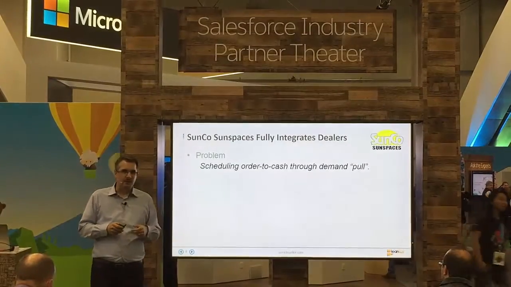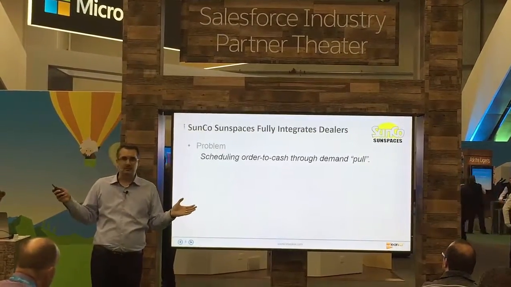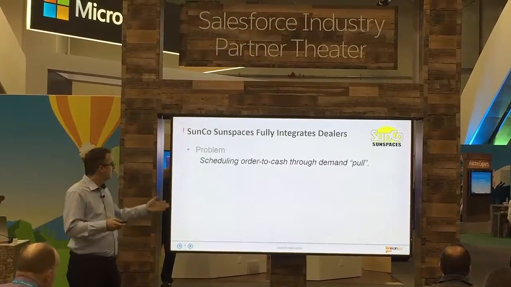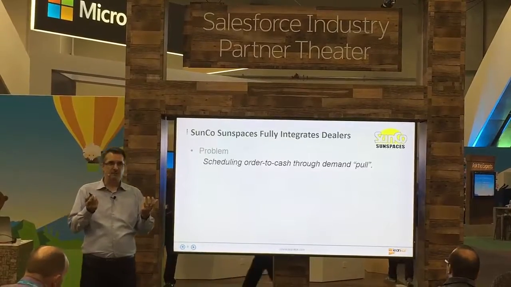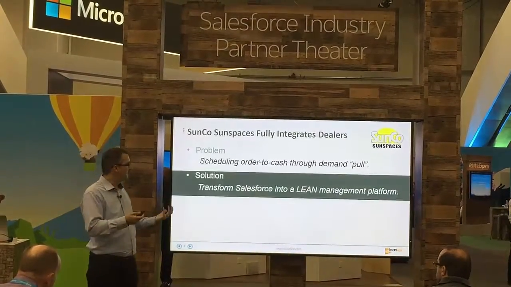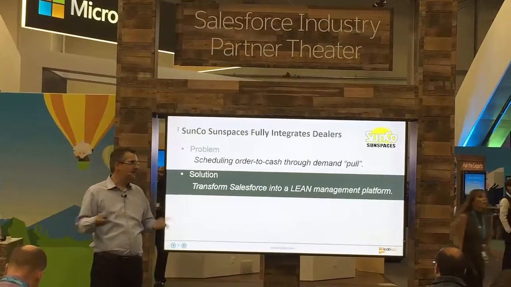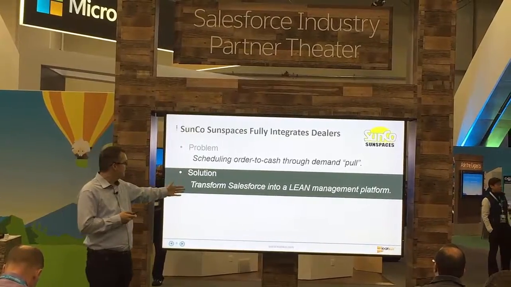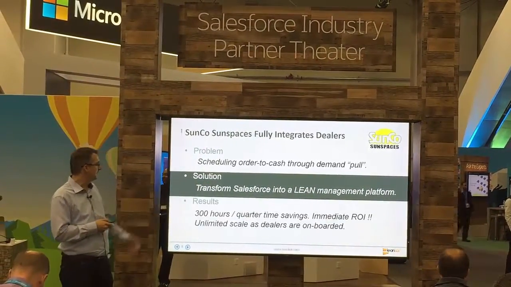SunCo Sunspaces is one of our customers. Their problem was a little bit different. They have a huge channel base, dealers all over Canada and the US. Their scheduling order to cash through demand in real time to the factory was problematic, very, very problematic. They didn't have visibility, they didn't have connections to their dealers. Dealers were emailing in or faxing or whatever orders. So the whole problem is they needed to transform into a lean management platform using Salesforce.